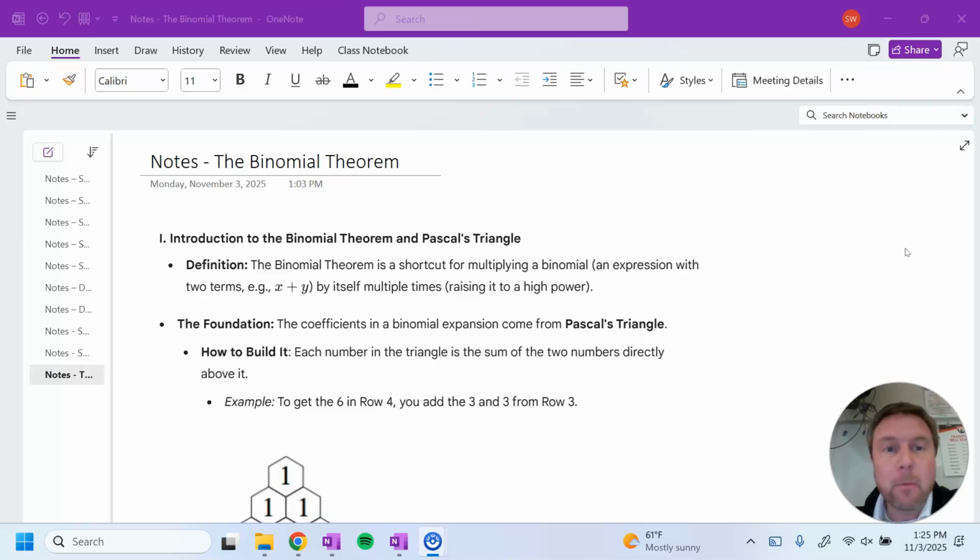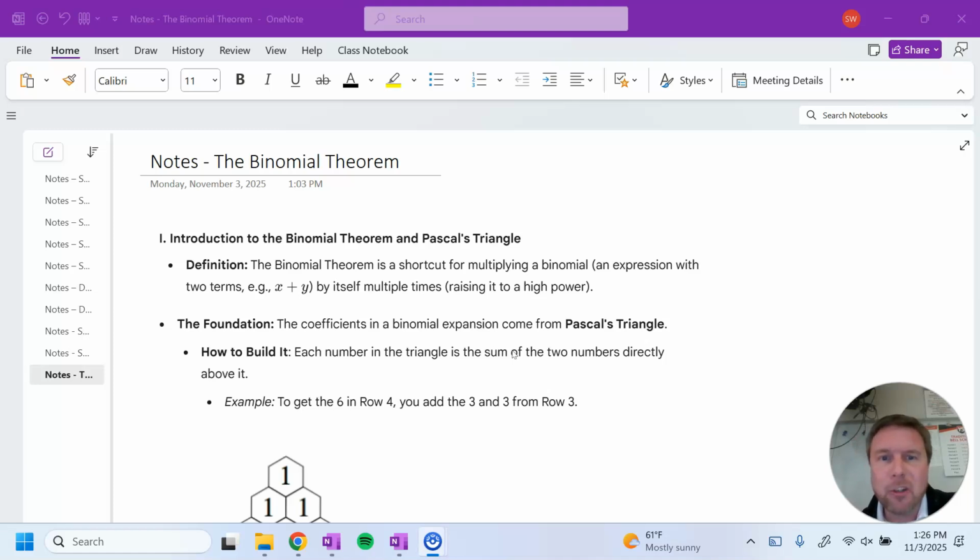Definition right there to begin with: the binomial theorem is a very quick shortcut whenever you need to multiply a binomial by itself over and over and over again. The foundation is that you can use coefficients in a binomial expansion. It comes from Pascal's triangle. We'll talk about Pascal's triangle in just a few moments here.